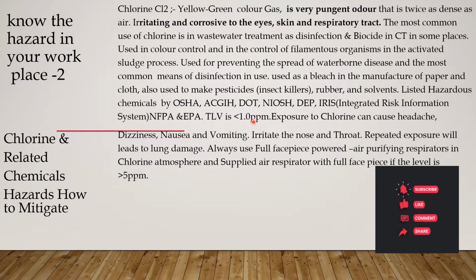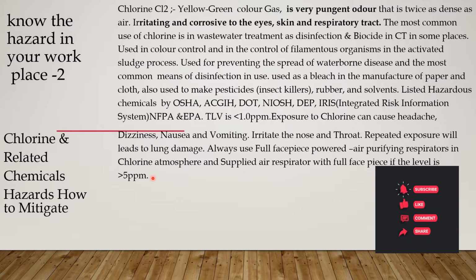The threshold limit value for chlorine is less than 1 ppm. Exposure to chlorine can cause headache, dizziness, nausea, and vomiting. It will cause irritation to the nose and throat. Repeated exposure will lead to lung damage. Always use a full face piece air purifying respirator in a chlorine atmosphere, and a supplied air respirator with full face piece if the level is greater than 5 ppm.